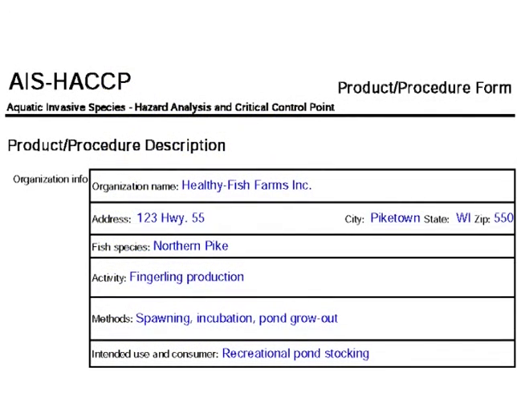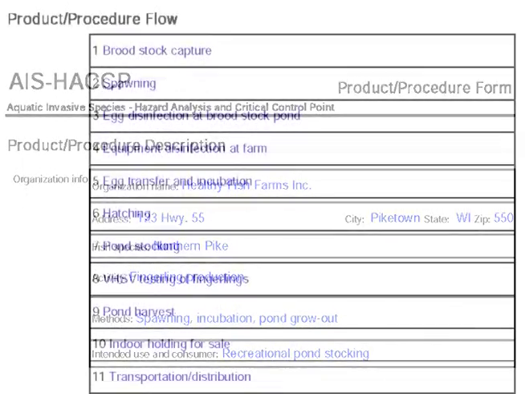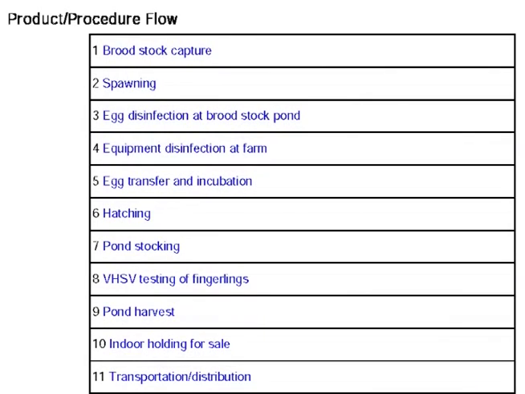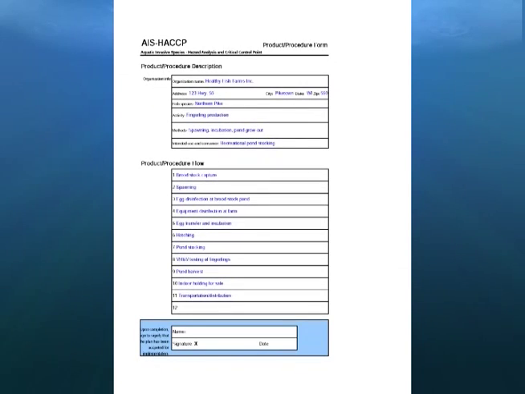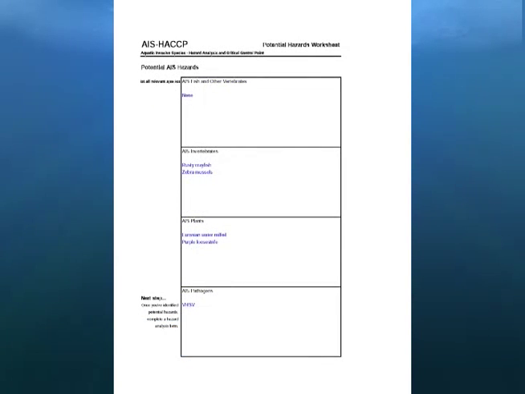As you can see in our example, Healthy Fish Farms produces northern pike fingerlings for recreational pond stocking. They've divided their procedure into 11 steps from broodstock collection through distribution of the fingerlings. The second page of the HACCP process, entitled the Potential Hazards Worksheet, identifies the potential hazards that might be encountered during the course of operations.